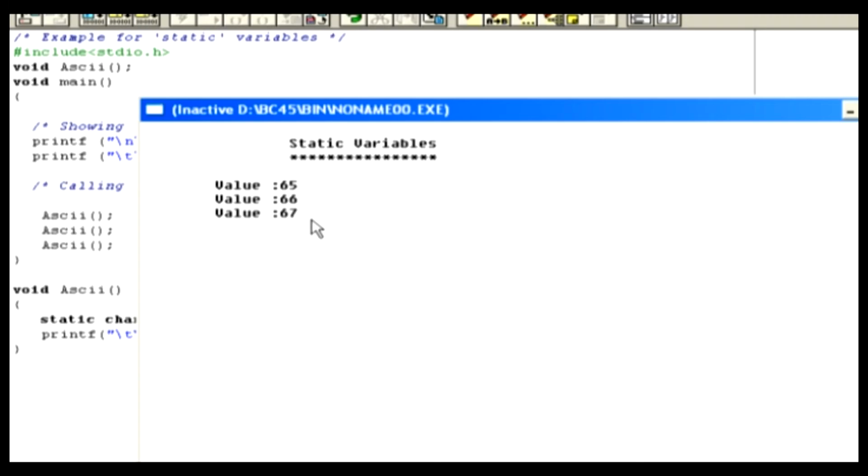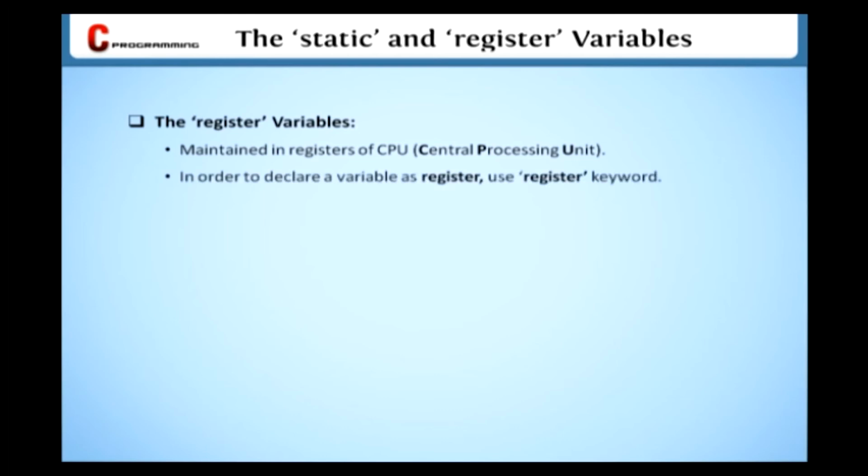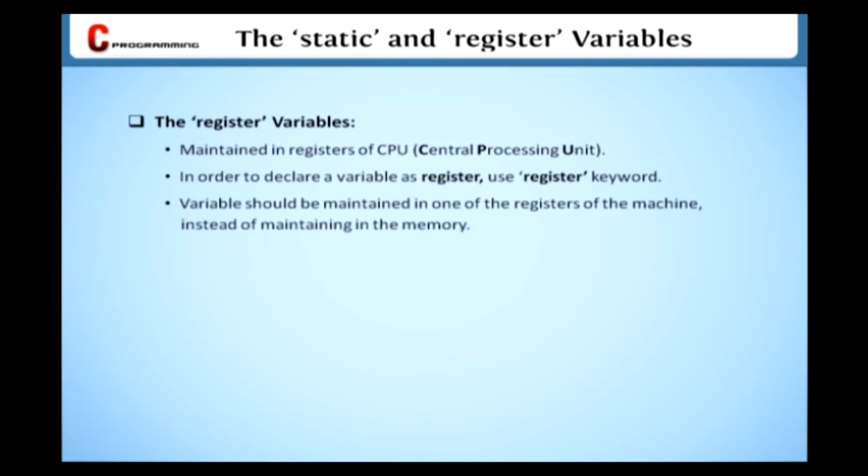But now, let's discuss the register variables. They are similar to the automatic variables, but register variables are maintained in registers of the CPU. If you want to declare a variable as a register, you must use the keyword register. We can say to the compiler that a variable should be maintained in one of the registers of the machine, instead of maintaining it in the memory where normal variables are stored.